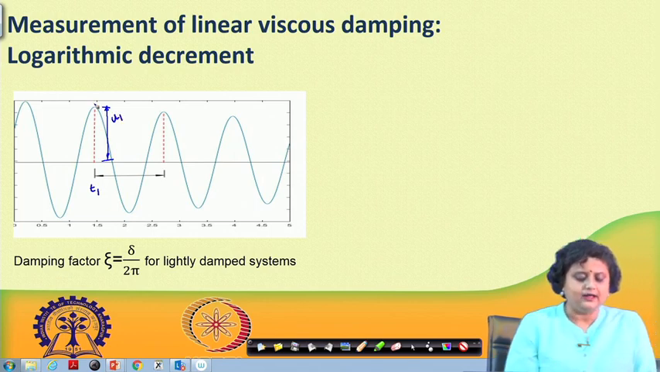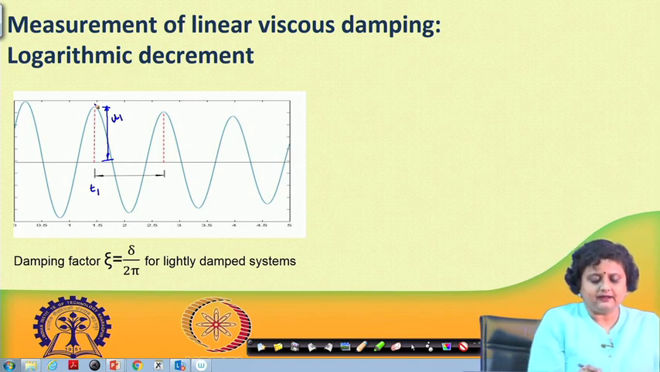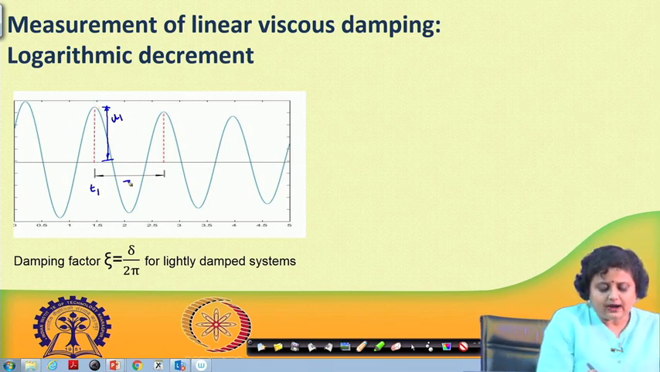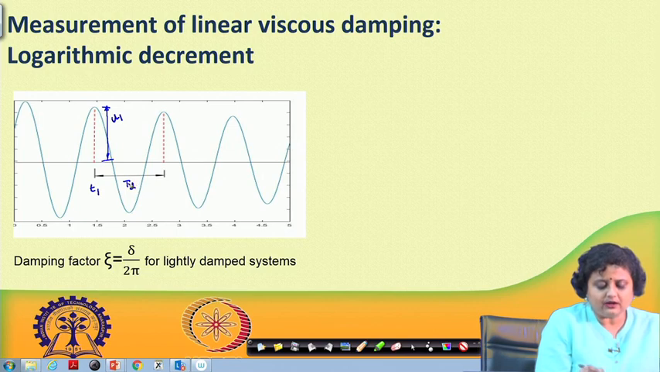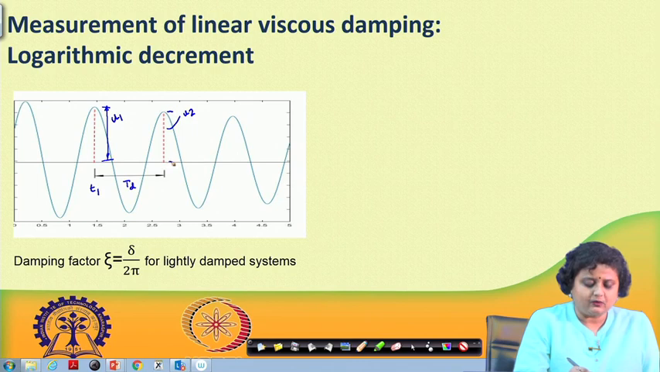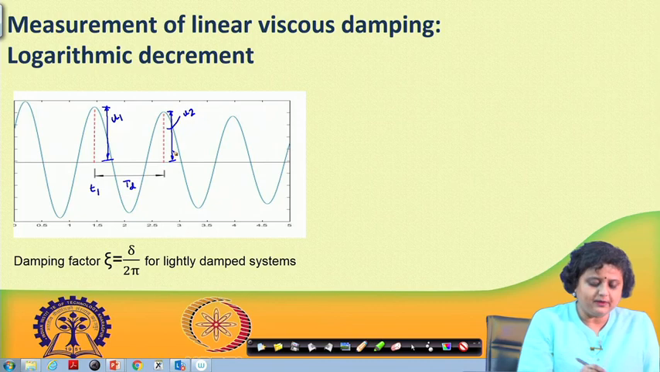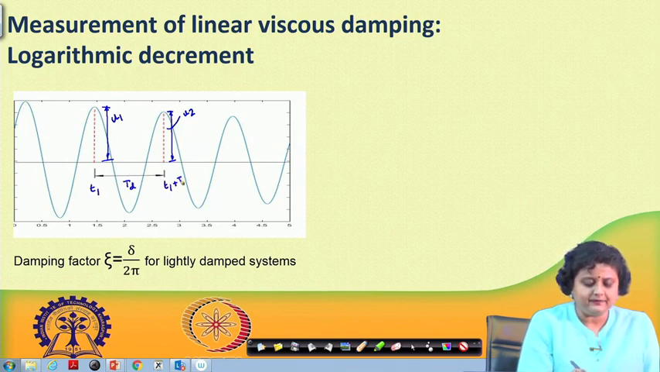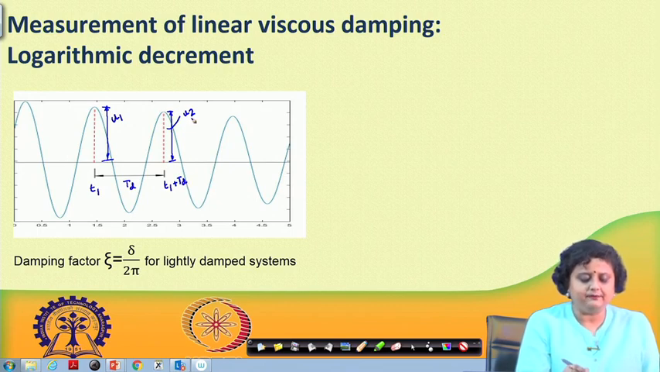Then what usually is done is that after one complete time period, the amplitude is again measured, and let us call that U2. So, we measure the amplitude exactly after one time period. We measure it at t1, which is U1, and then we again measure it after a time Td, that is at t1 plus Td, and let the amplitude there be U2.